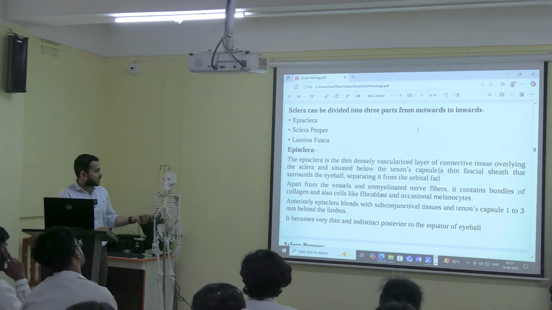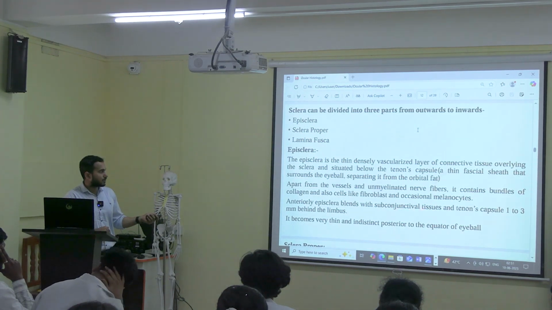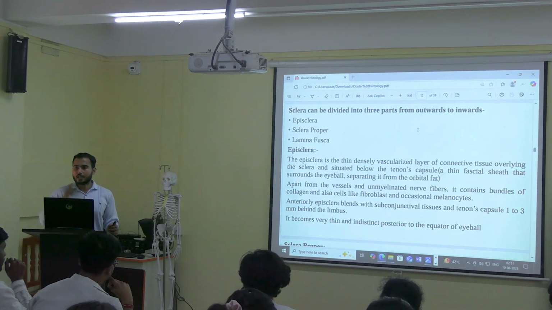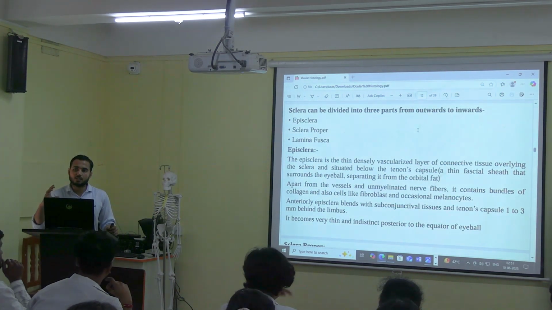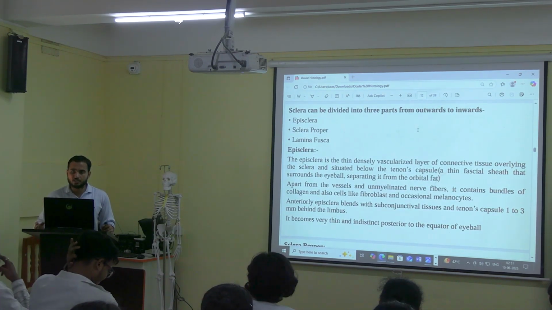Now anteriorly the episclera is blending, or connecting, with the subconjunctival tissue, and it becomes very thin and indistinct posterior of the eyeball. Why is it very thin? Because in that particular part it is pierced by the optic nerve. That's why it becomes very thin.